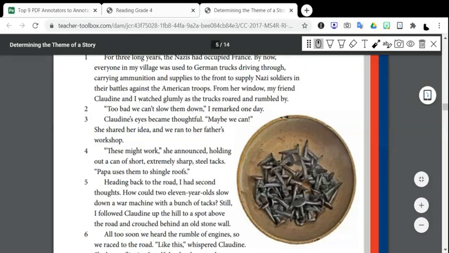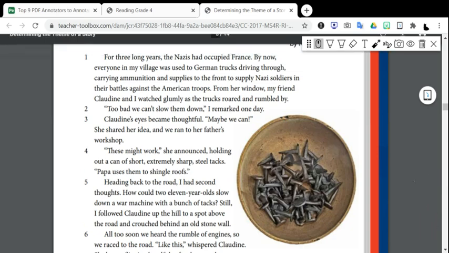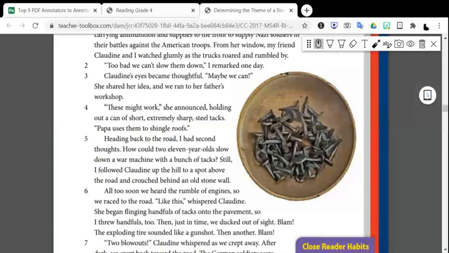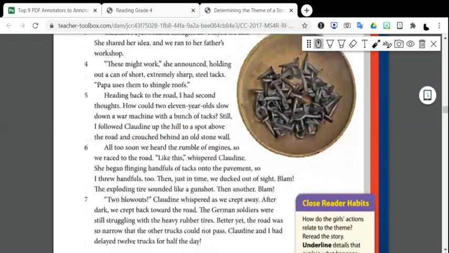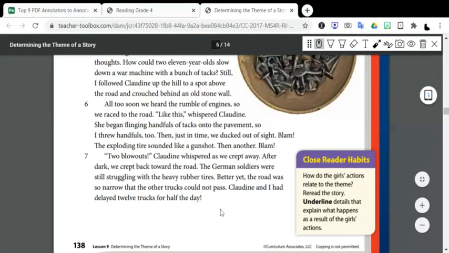For 3 long years, the Nazis had occupied France. By now, everyone in my village was used to German trucks driving through, carrying ammunition and supplies to the front to supply the Nazi soldiers in their battles against the American troops. From her window, my friend Claudine and I watched glumly as the trucks roared and rumbled by. Too bad we can't slow them down, I remarked one day. Claudine's eyes became thoughtful. Maybe we can. She shared her idea, and we ran to her father's workshop.